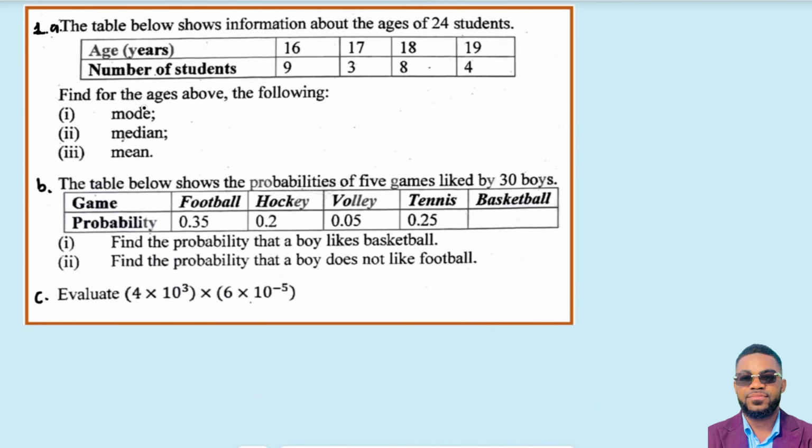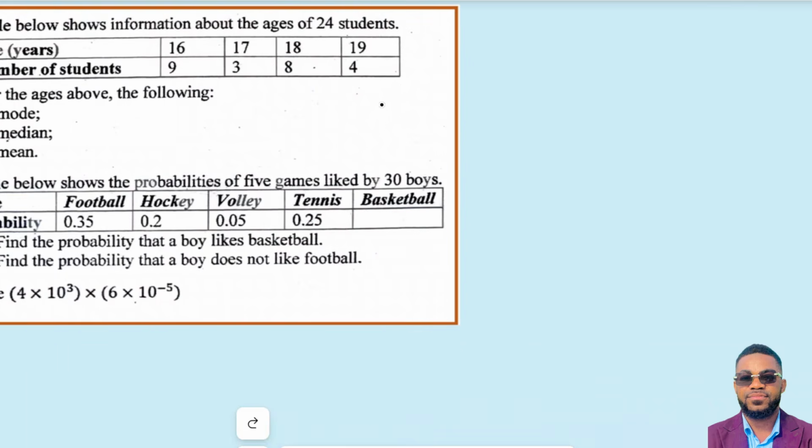We have to find for the ages above the following: the mode of the ages, the median of the ages, and the mean of the ages. So how do we go about this? Let's begin. Since there's a table form and we have to find the median and also the mean from this frequency distribution table, I'm going to redraw the table here and that will make your work easier. So now let's see how we're going to do that one.